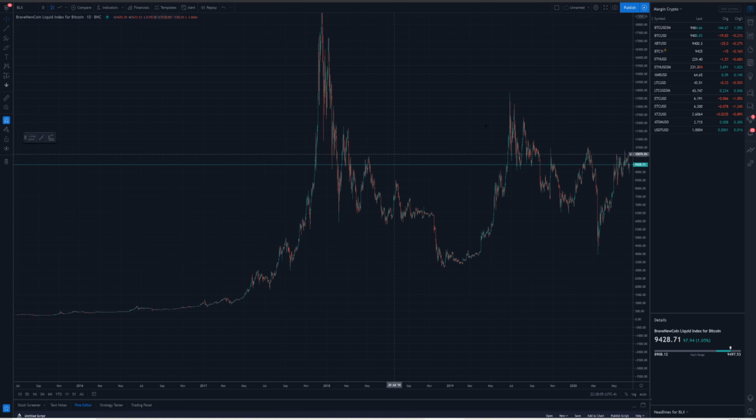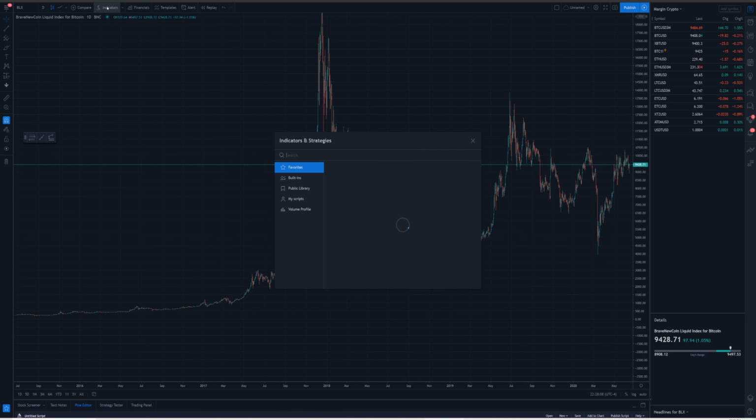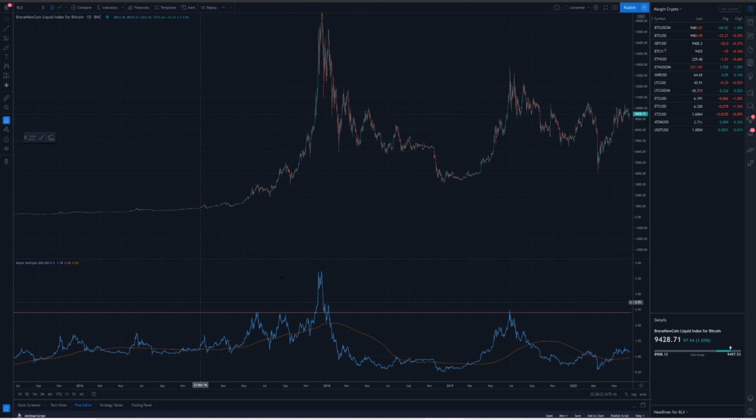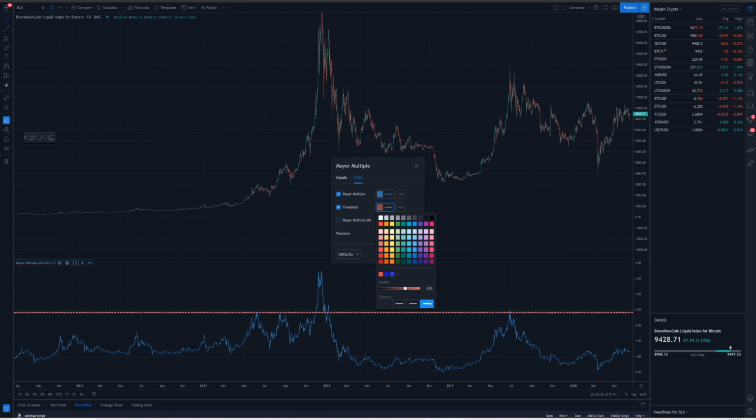So first things first, this is a blank chart. We're going to add the Mayer multiples. The first thing you do is click on indicators, type in Mayer multiple, and the first one that shows up is by Unbound. Thank you for providing that. We're just going to add that to our chart, and boom, this shows up at the bottom. I do a little fiddling here with the settings just to make them easier to see. We don't need the moving average of the Mayer multiple. We just need the Mayer multiple itself, and that threshold 2.4 is in red. I like to make that a full thick red line. Same with the Mayer multiple, and we can easily view this on the chart.